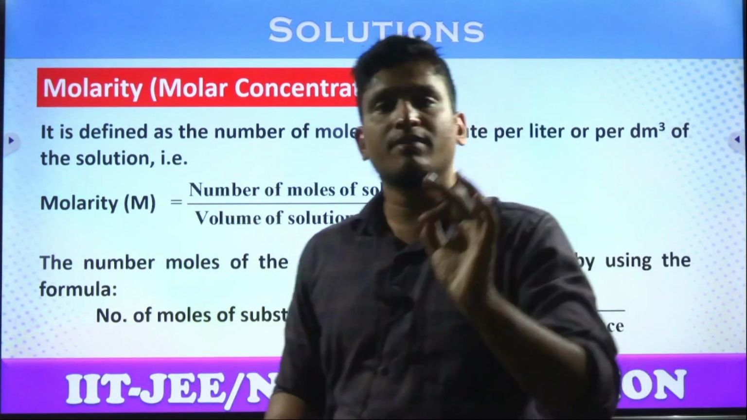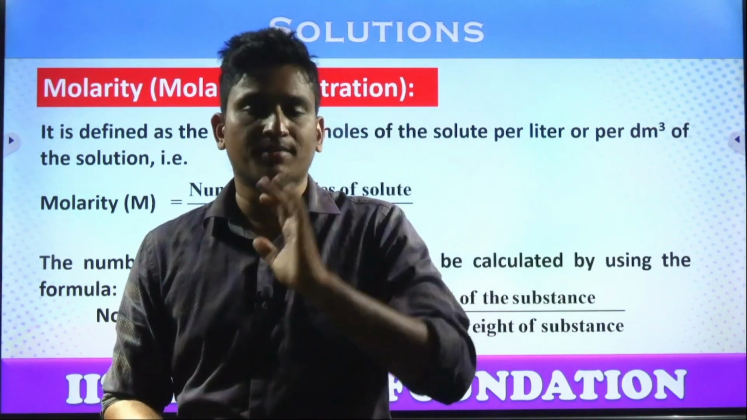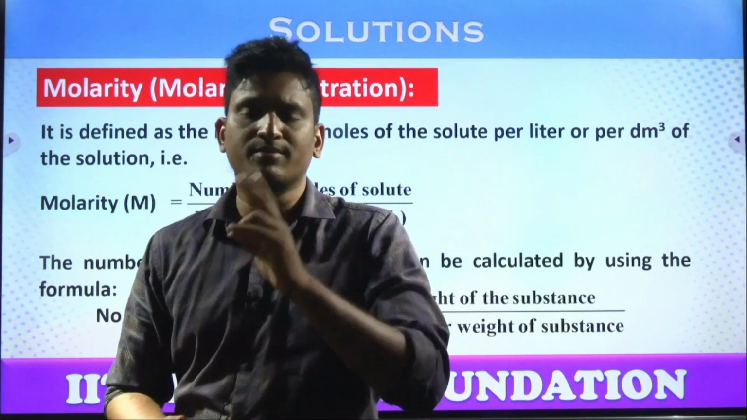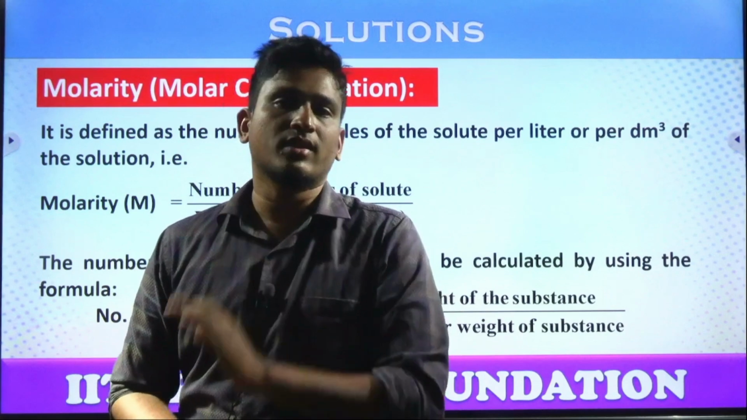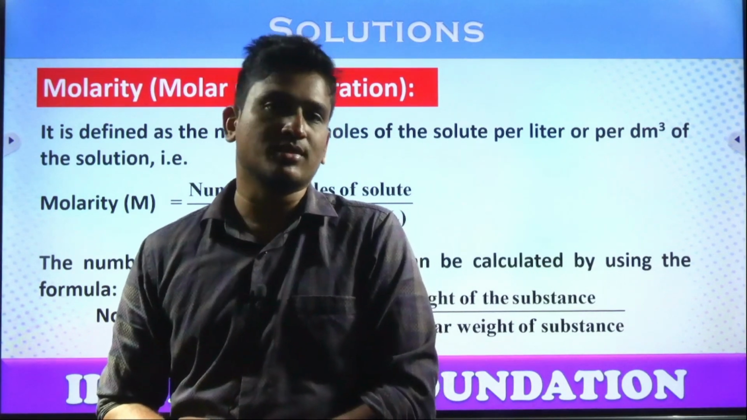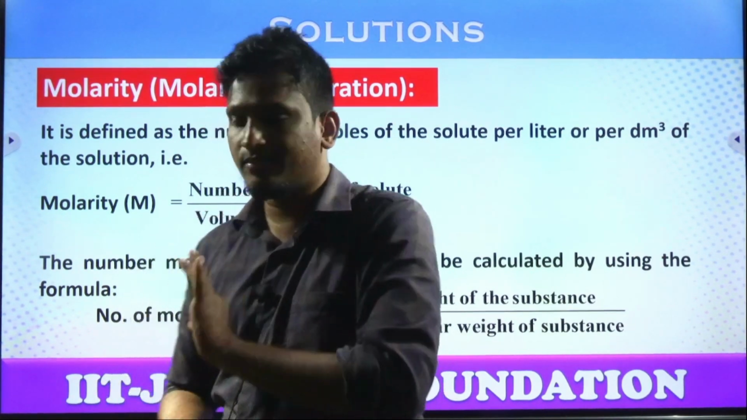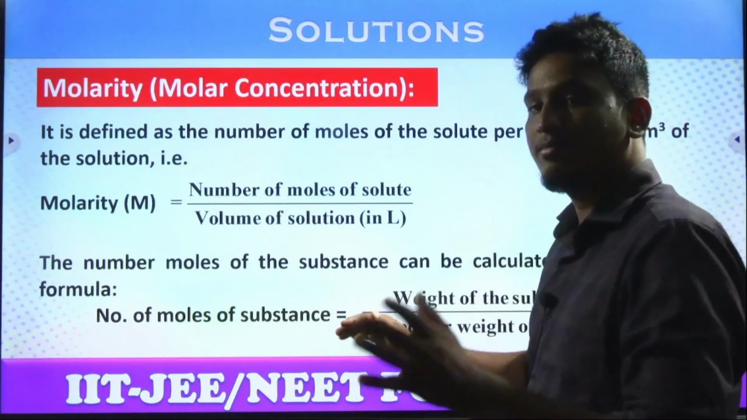But what is molecular weight? Molecular weight is fixed. For example, hydrogen gas, what is the molecular weight? 2 grams. Carbon dioxide, what is the molecular weight? 44 grams. Oxygen gas, what is the molecular weight? 32 grams. Got the clarity? That is fixed. So given weight by molecular weight, we get the number of moles.